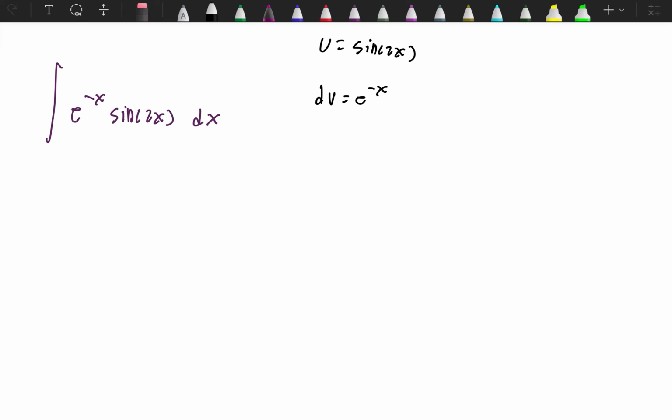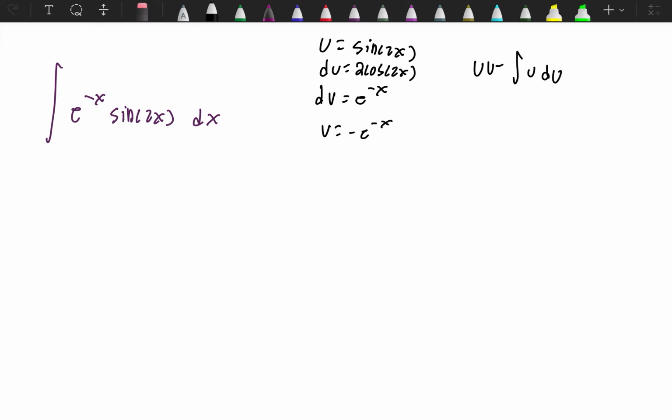And so we know that du is going to be, I just spit all over my screen. That's disgusting. But essentially, du is going to be 2 cosine of 2x. And then v is going to be negative e to the negative x. So essentially what you can do is formula uv minus v du.